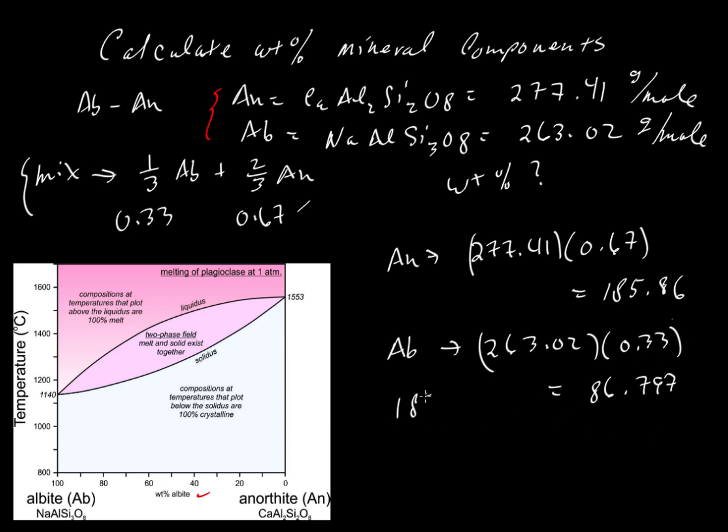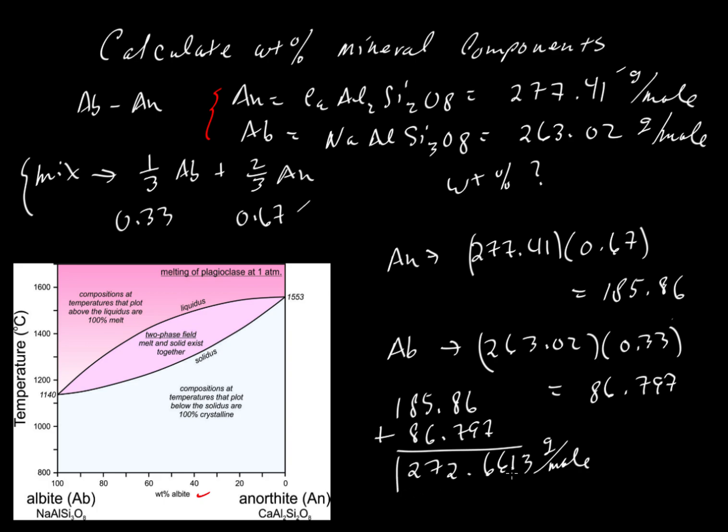So 185.86 and 86.797. If we sum those two things together, then we get 272.6613, and that would be in units of grams per mole. There's a little bit of error here because I've done some rounding up here and I'm carrying out decimals here, but if you do the calculation at home, you should get something very close to this.